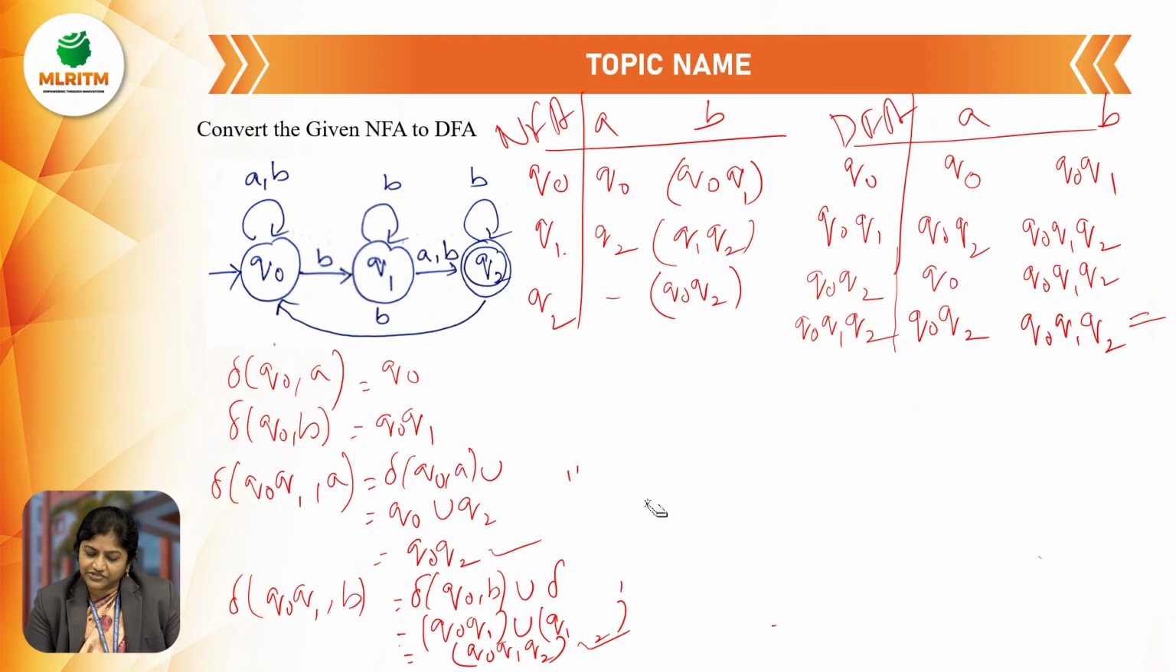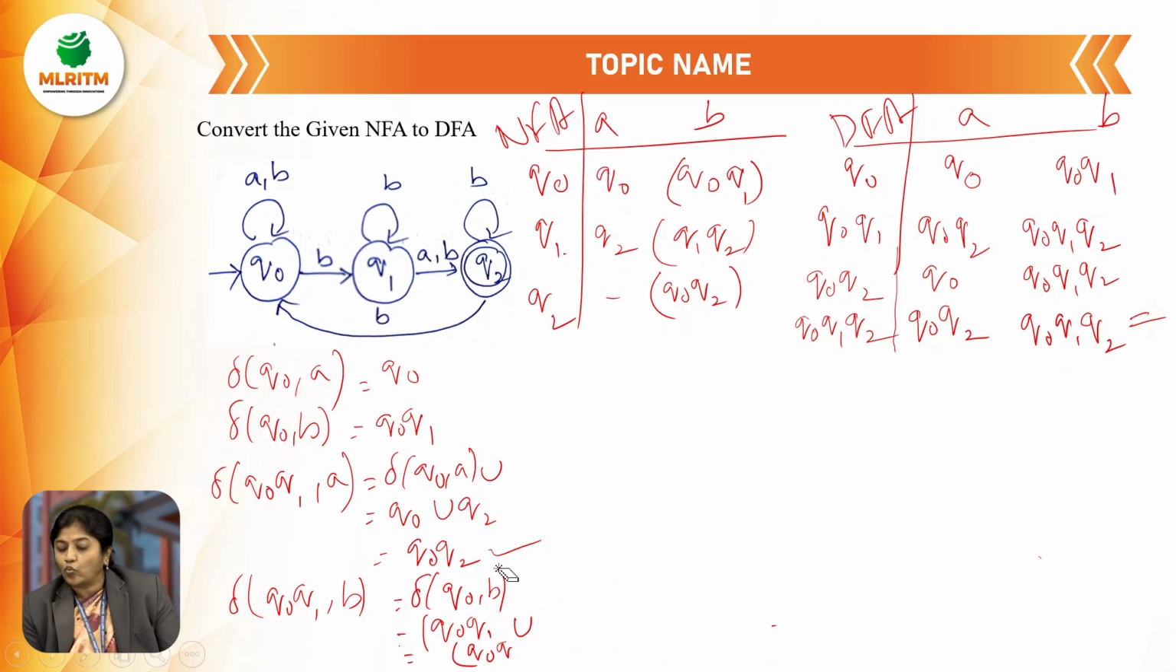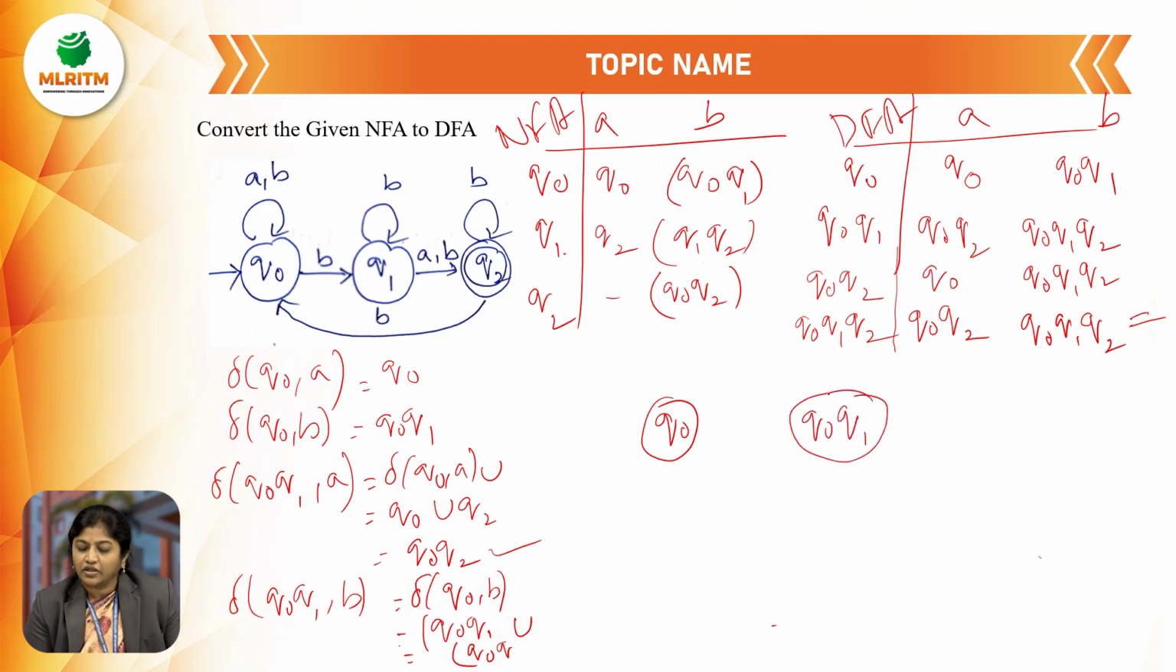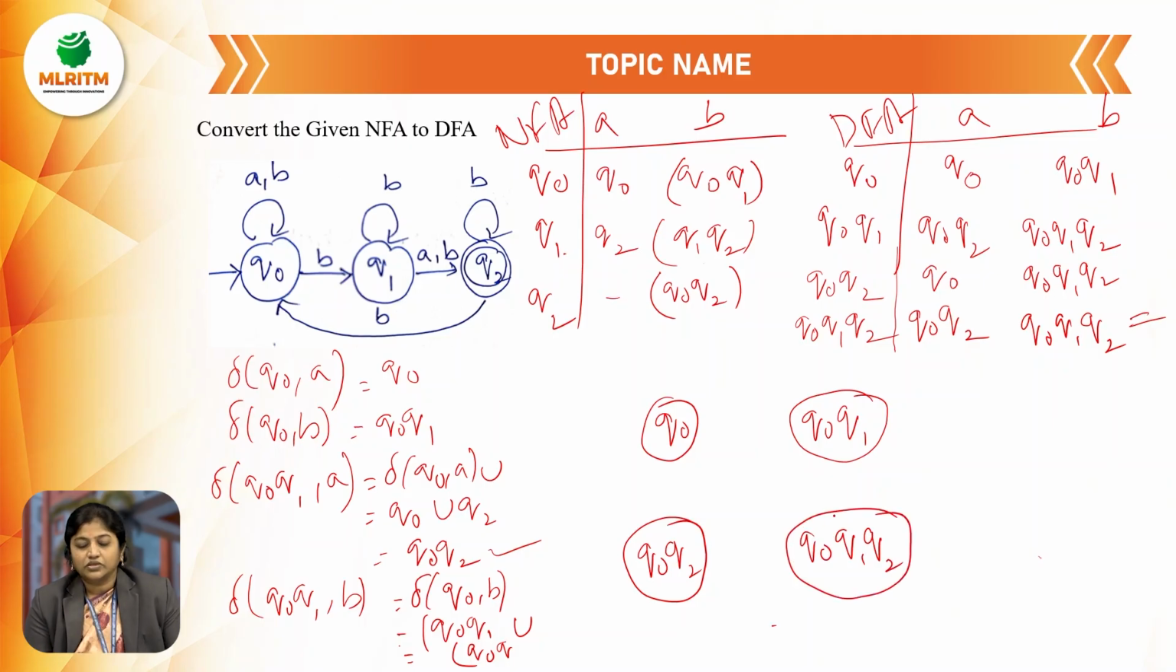What are the states? How many states did we get here? 1, 2, 3, 4 states. One state is Q0. The next state is Q0, Q1. Then Q0, Q2. One more state is Q0, Q1, Q2. Which is the start state? Q0. And which is the final state? Q2. So wherever Q2 is there, we need to mark it as a final state. So this is a final state and this is also a final state.